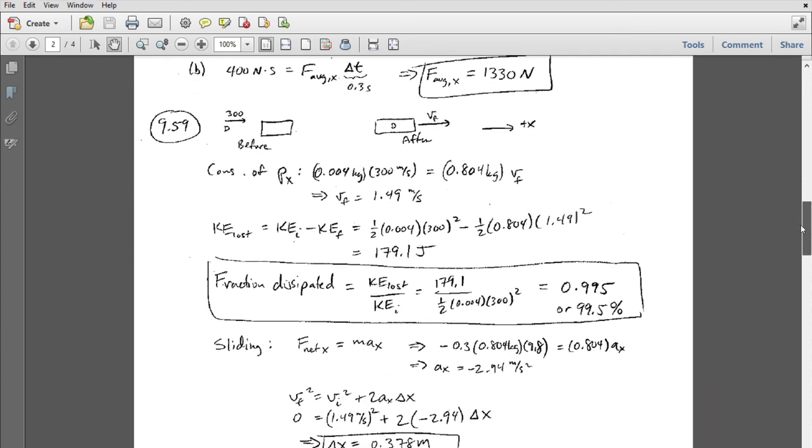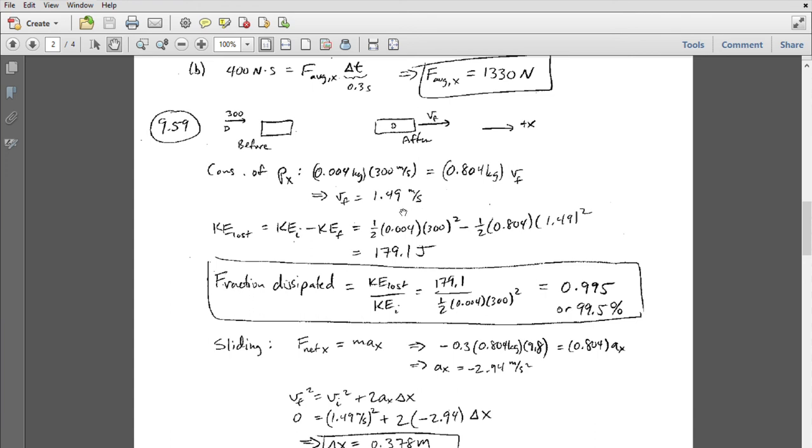9.59. All right, so we're going to conserve momentum here from just before the collision to just after the collision. We'll call the direction everything's moving plus x. Before the collision, just the bullet has momentum, and then after the collision, we've got a combined mass object with an unknown v final. We can solve for v final.